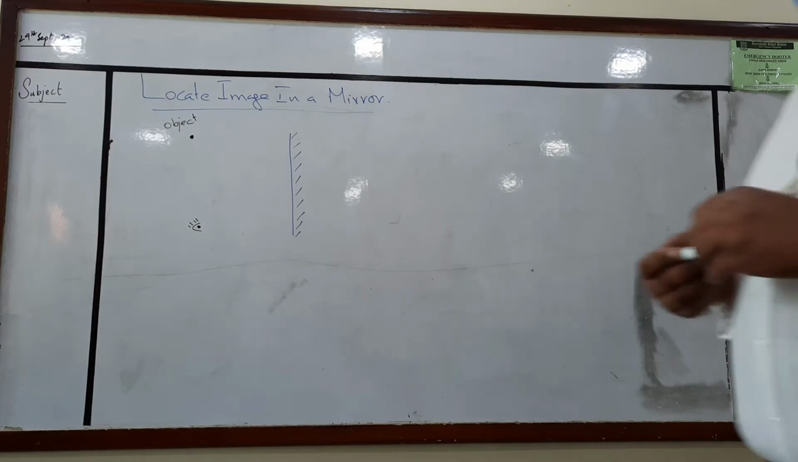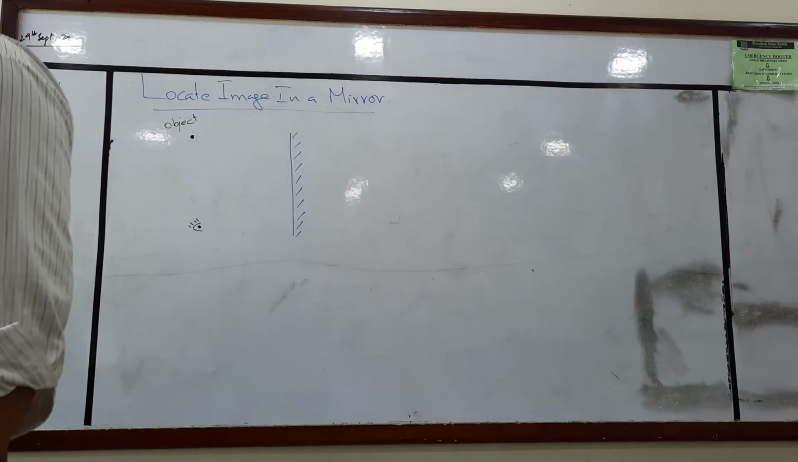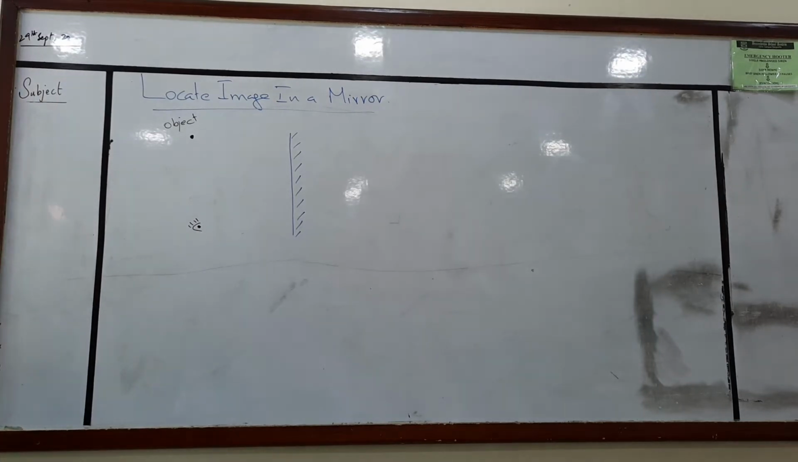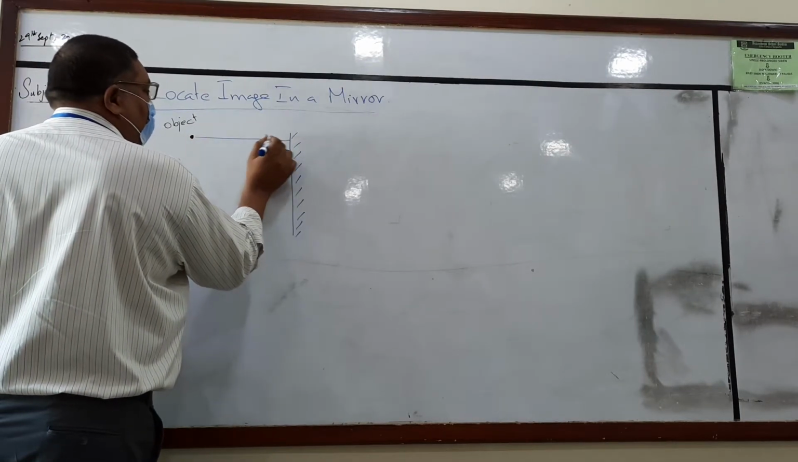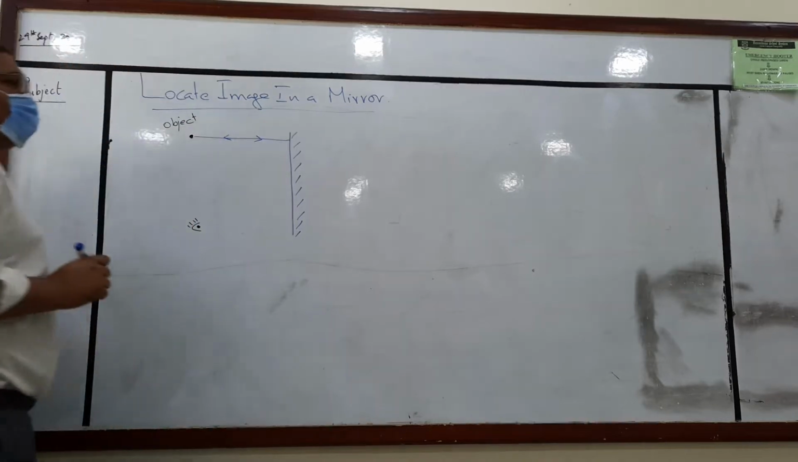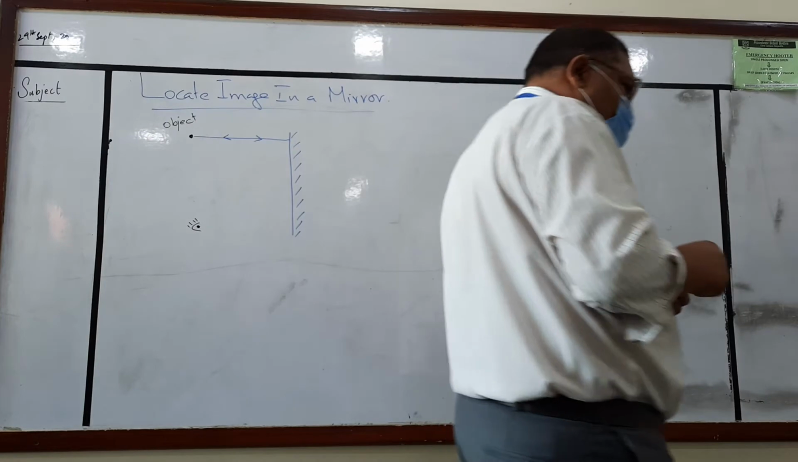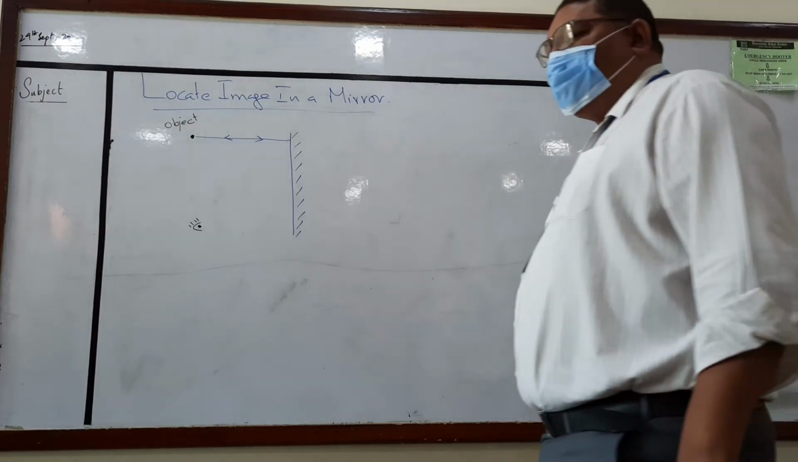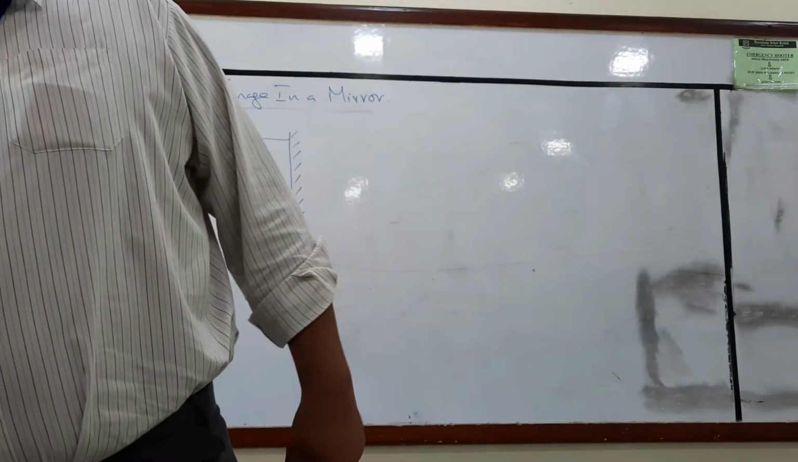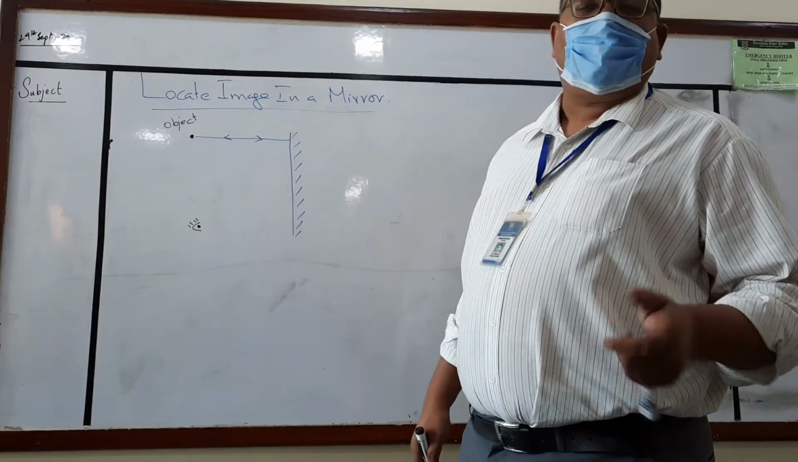For that purpose, we use two rays of light which start from the object. One ray of light starts from the object and goes directly to the mirror. It makes a 90-degree angle with the mirror, so on the same path the light will come back. This is the one ray. For the other ray, I am going to use a little bit of a trick.